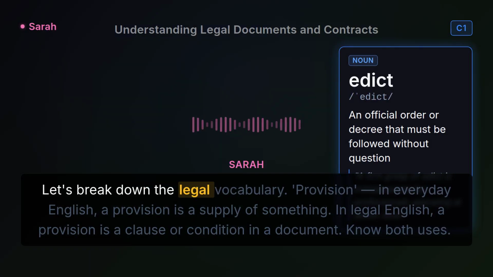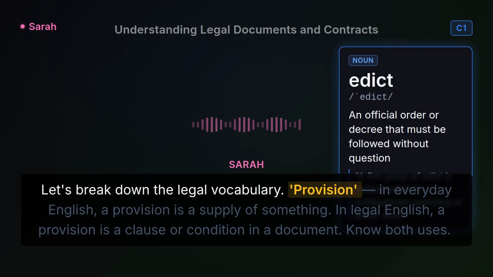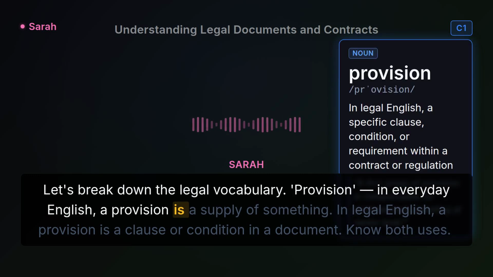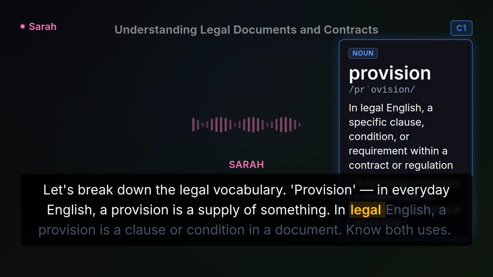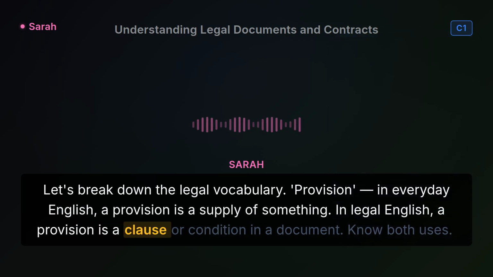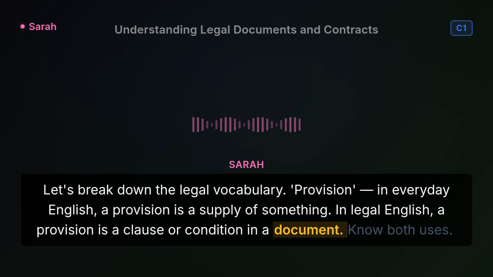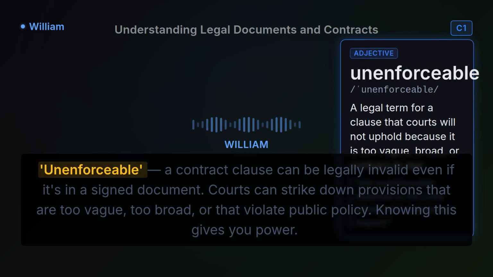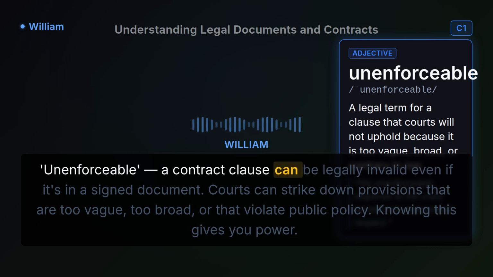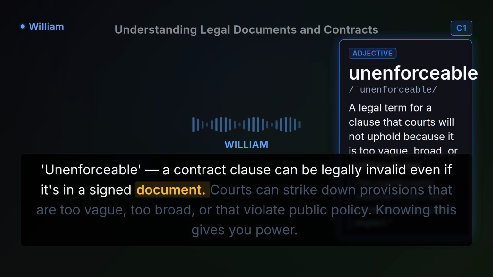Let's break down the legal vocabulary. Provision: in everyday English, a provision is a supply of something. In legal English, a provision is a clause or condition in a document. Know both uses. Unenforceable: a contract clause can be legally invalid even if it's in a signed document.